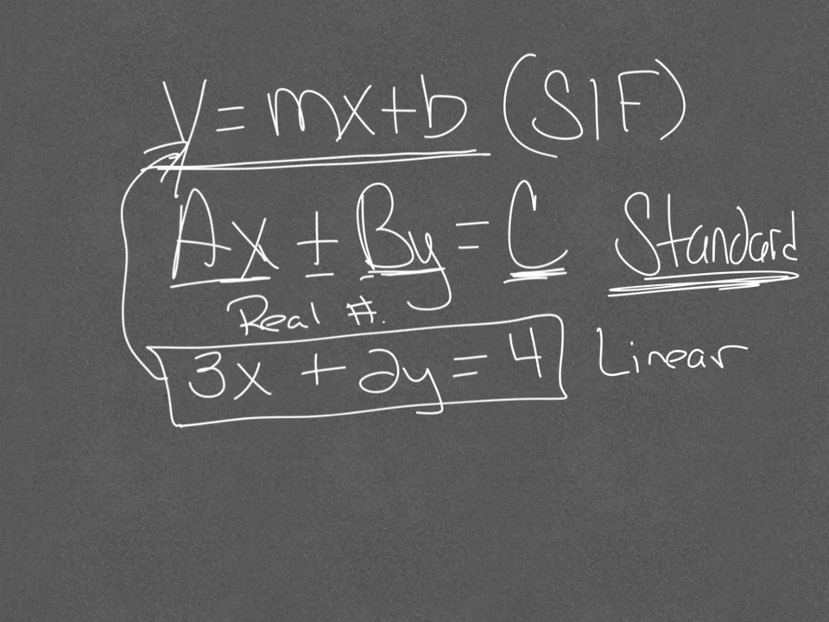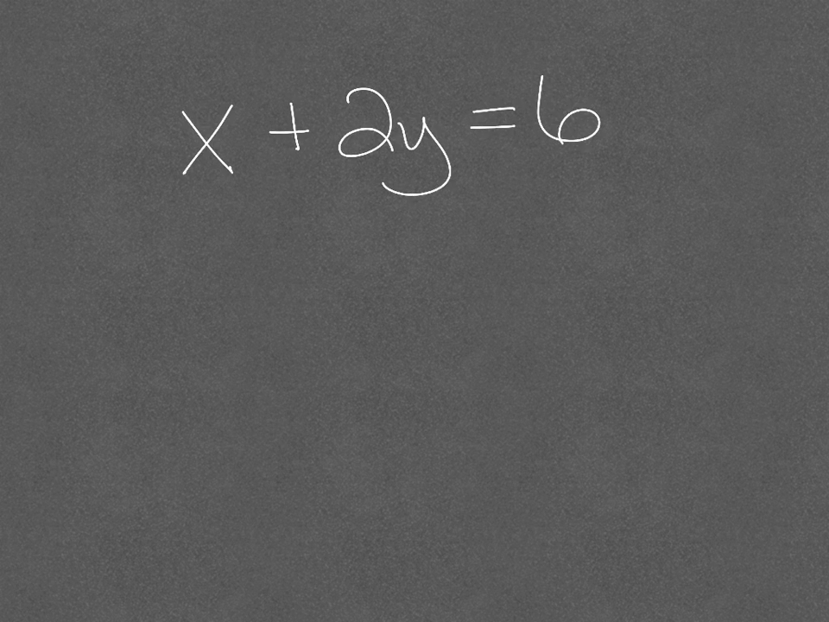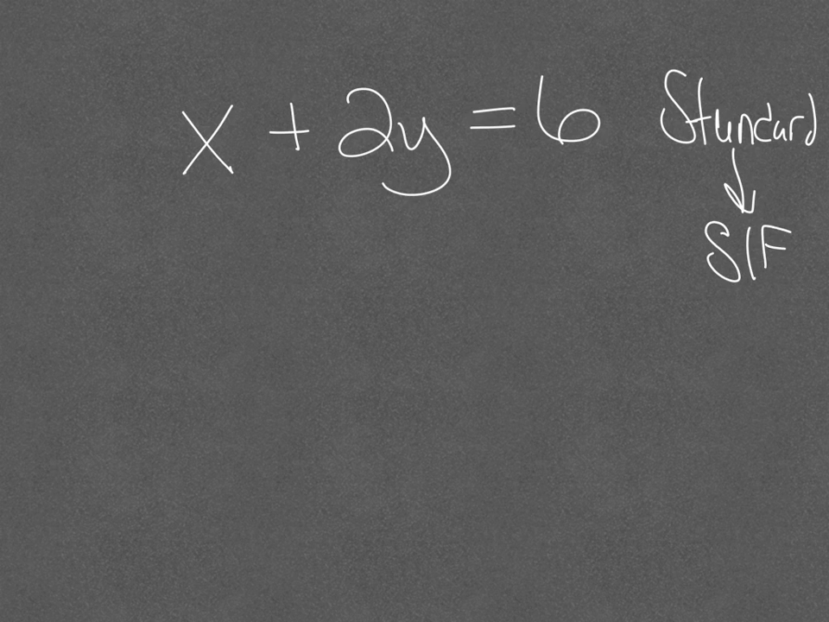All right. I have x plus 2y equals 6. Now this is standard form, and I want to change it to slope-intercept form. Since slope-intercept form is y equals mx plus b, I need to isolate the y to itself.